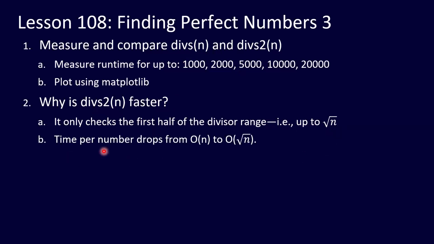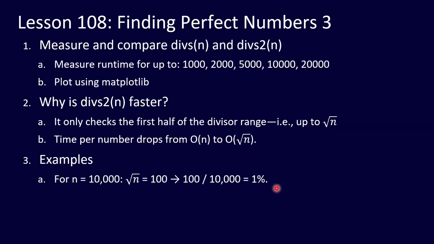But the time for a number drops from O. Do you know this? This is Landau's O to express computational complexity. The first algorithm is O of n, while the second algorithm is O of square root of n, and it's a big difference.